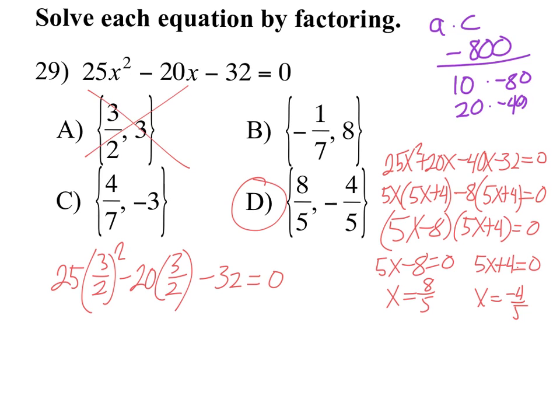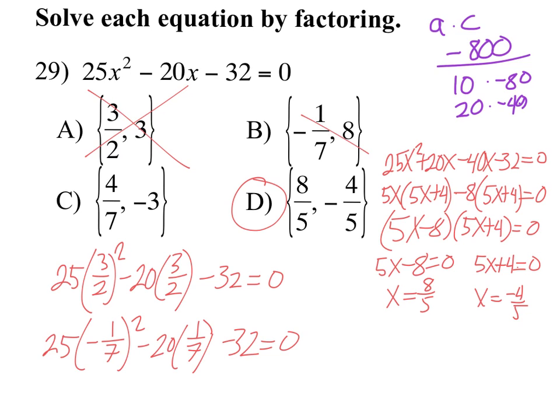That eliminates that answer. I can do the same thing for B and do 25 times negative 1/7 squared minus 20 times 1/7 minus 32 equals 0. And if I try to plug that in, I also get that it doesn't work. By the time you got to D, you'd find out that the other three answers didn't actually work pretty quickly. And if you didn't feel like factoring or couldn't remember how to factor, that's another way to approach that problem.